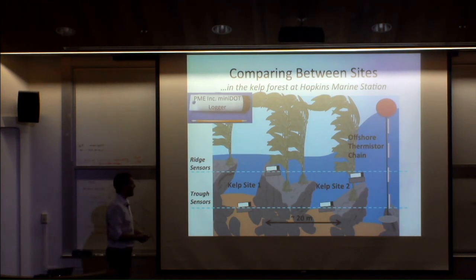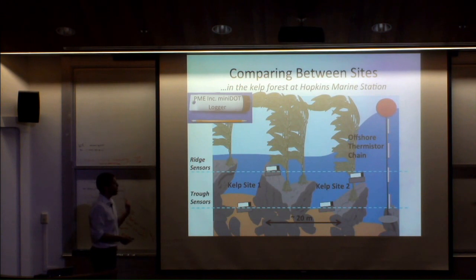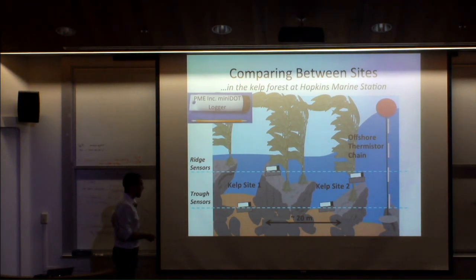In summer 2014, I didn't have all of the sensors that I had for the past experiment, but I had 2 pairs of these miniDOT dissolved oxygen and temperature sensors that I targeted at 2 sites in the kelp forest, and once again had a trough sensor and a ridge sensor, where the trough sensor was in the trough. In this case, because I only had to find 2 sites, I took great care to find 2 sites where the trough sensors and the ridge sensors could be at exactly the same distance from the free surface. So any of these dynamics that are driven by just background stratification and a depth difference between the sensors, we're not looking at here.